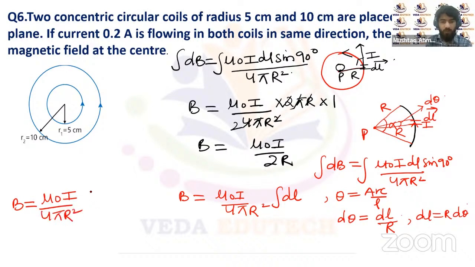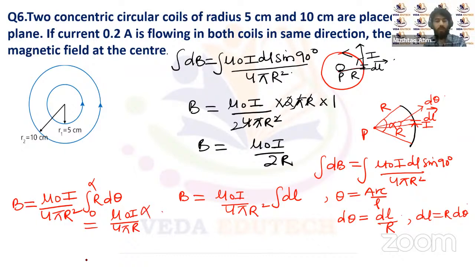We can replace this dl with r d theta and integrate it from 0 to alpha. So r and r will get cancelled. We'll get the magnetic field as mu naught I upon 4 pi r, integrating theta from 0 to alpha. It will be alpha. So mu naught I alpha upon 4 pi r. This will be the net magnetic field.